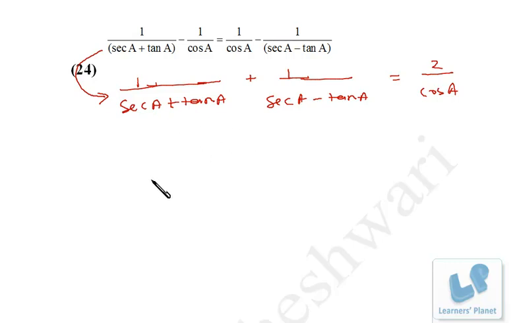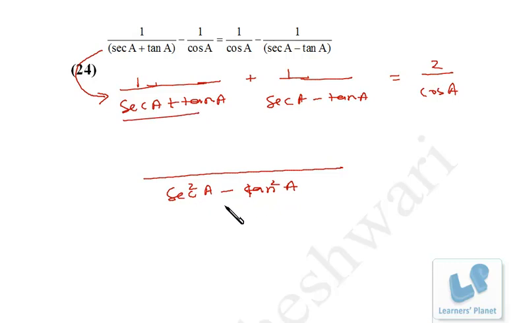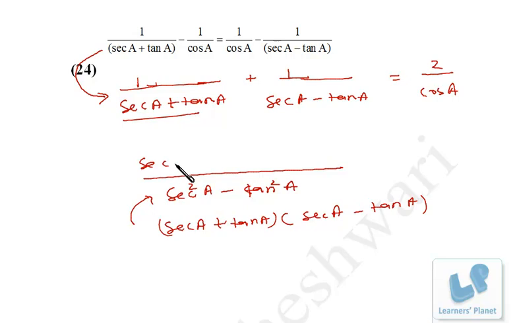What we can do is take the LCM. Now this is sec a plus tan a and this is sec a minus tan a, so it's in the a plus b into a minus b format. A plus b into a minus b is a square minus b square, so it's sec square a minus tan square a, right? Now this is sec a plus tan a into sec a minus tan a. I just multiplied both of them and put it over here. So sec a plus tan a is cancelled, and finally we are left with sec a minus tan a in the numerator.